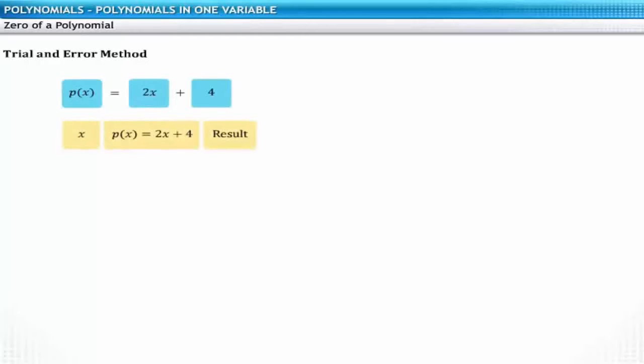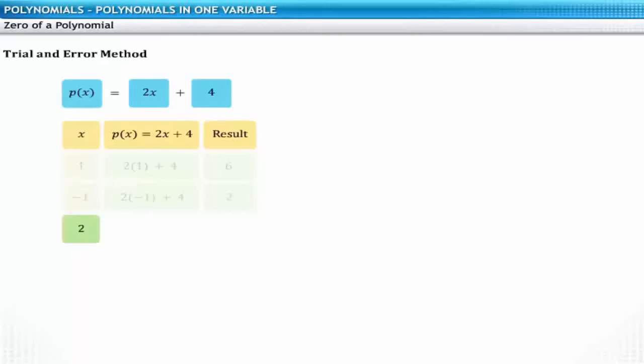Consider a linear polynomial p of x is equal to 2x plus 4. Let's first use the trial and error method to find the 0 of this polynomial. To begin with, let x is equal to 1. Substituting 1 in the polynomial, you get 6, which is not equal to 0. If x is equal to minus 1, then the value of the polynomial is 2, which is also not equal to 0.